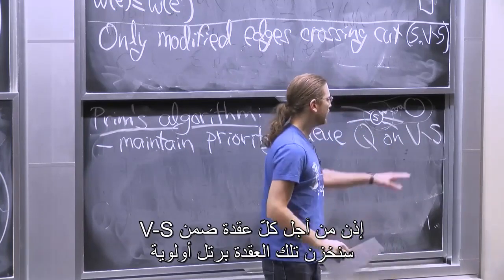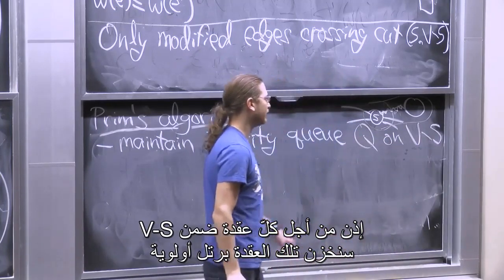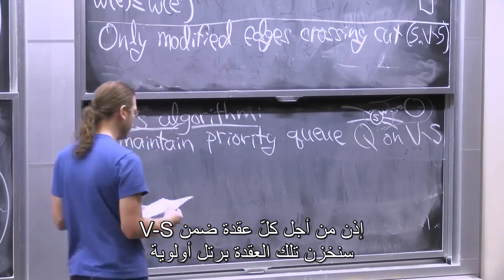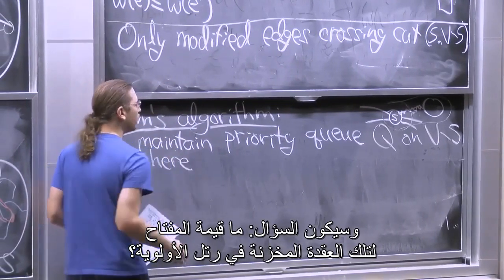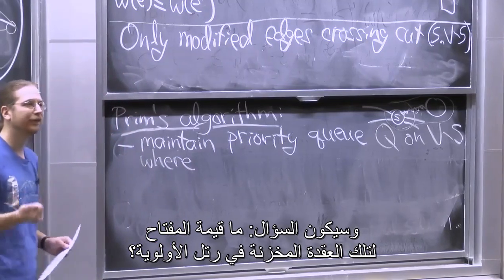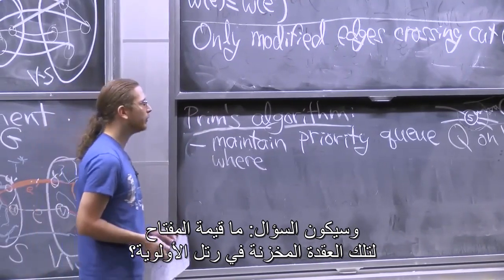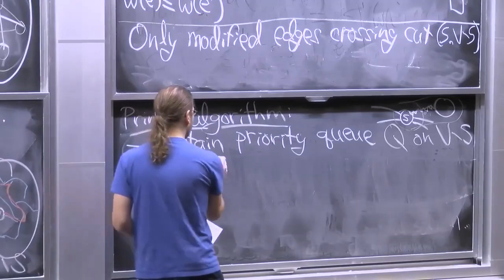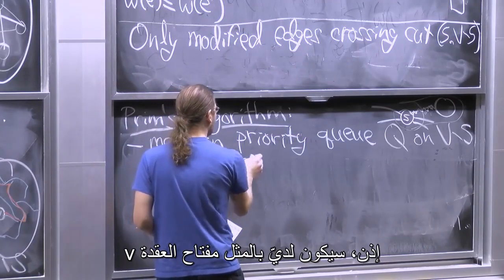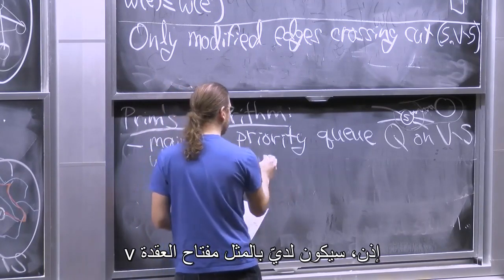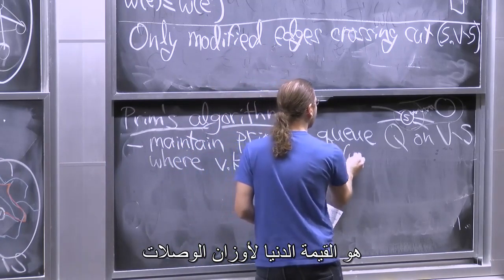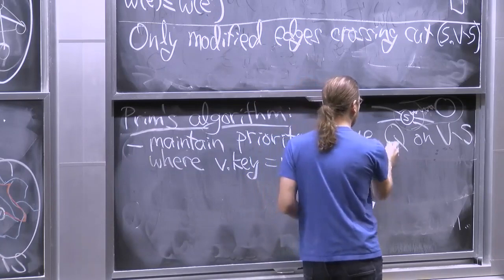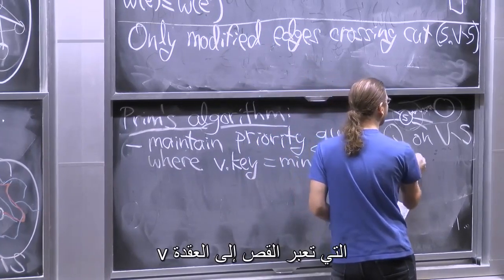So for every vertex that's in V minus S, we're going to have that vertex in the priority queue. And the question is, what is the key value of that node stored in the priority queue? So the invariant I'm going to have is that the key of V is the minimum of the weights of the edges that cross the cut into V.